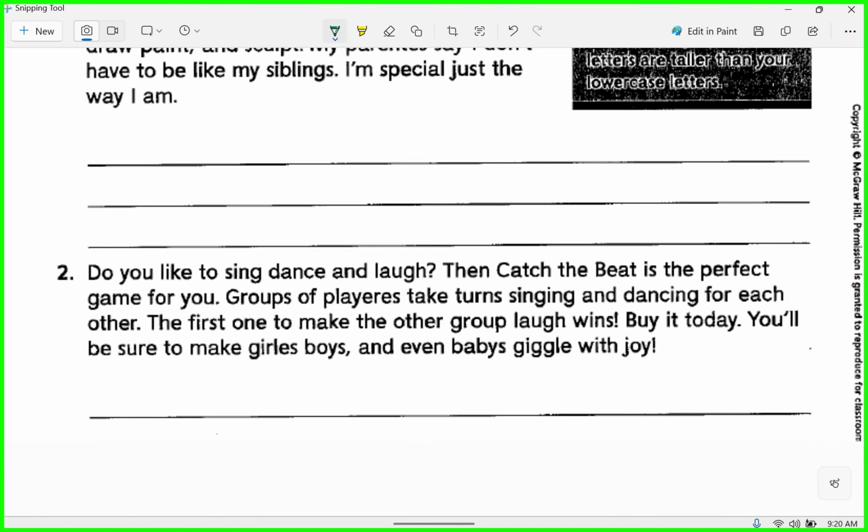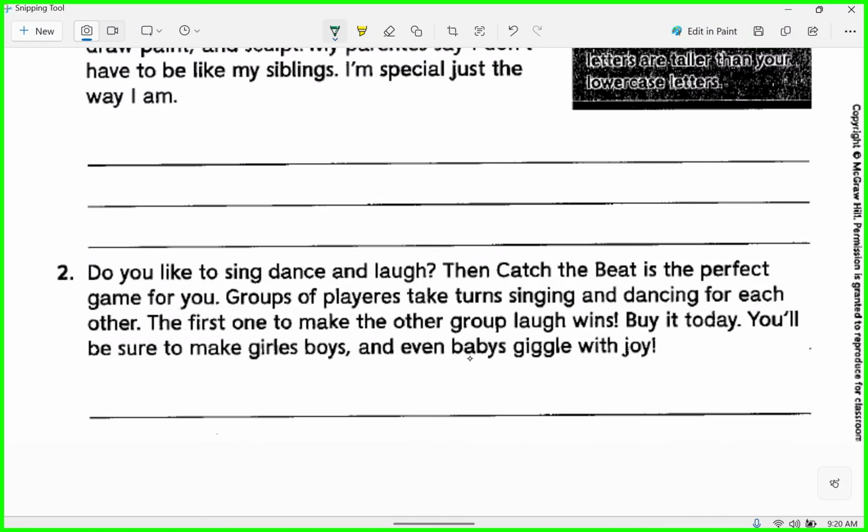Do you like to sing? Oh, here we go. Do you like to sing, dance, and laugh? Then Catch the Beat is the perfect game for you. Groups of players take turns singing and dancing for each other. The first one to make the other group laugh wins. Buy it today. You'll be sure to make girls, boys, and even babies giggle with joy.